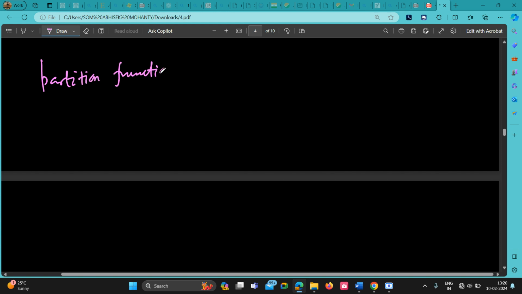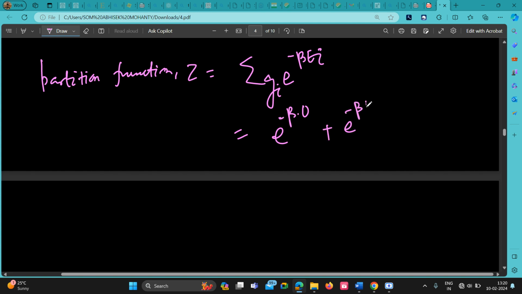So the partition function Z is equal to the summation of e to the power minus beta E_i, so summation g_i e to the power minus beta E. So e to the power minus beta into 0 plus e to the power minus beta into E, because the degeneracy is 1. So this becomes 1 plus e to the power minus beta E. So Z is equal to 1 plus e to the power minus beta E.